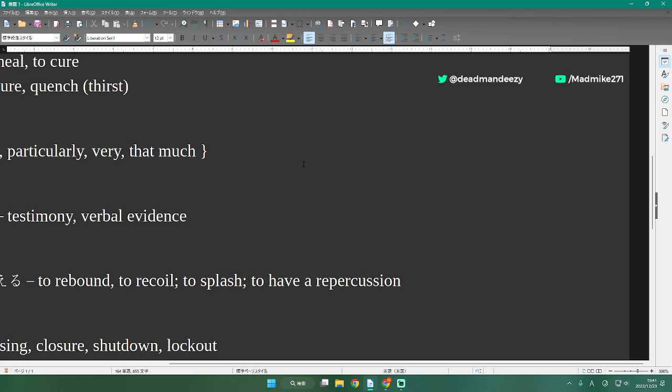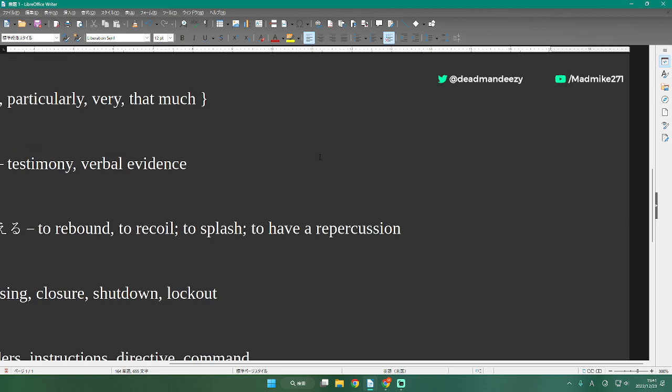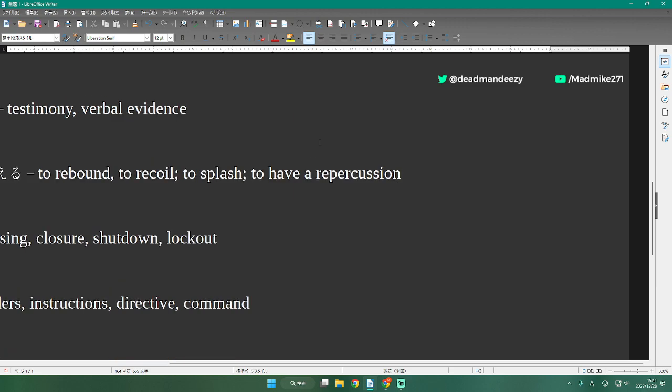To heal or to cure is iyasu, with our sickness on the outside being worse than the superior on the inside. Cure, iyasu, is to heal or to cure. Particularly, not particularly, very, or that much, and it can also be negative-ized, is sahodo. Sahodo is our adverb for not particularly, or not very much, or very much, depending on what the verb is. Testimony, verbal evidence, is shogen, with proof on the left side, and gen for speaking or verbal on the right.